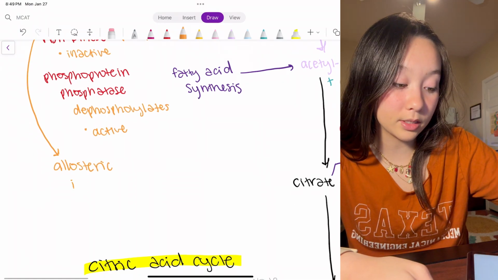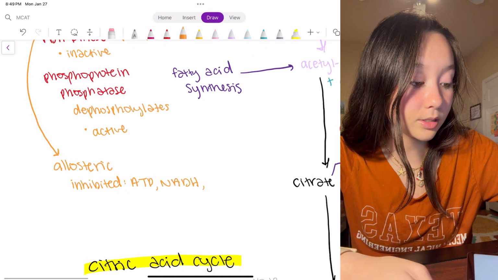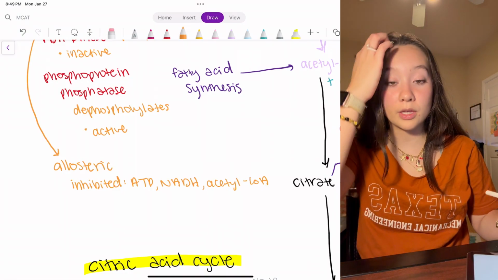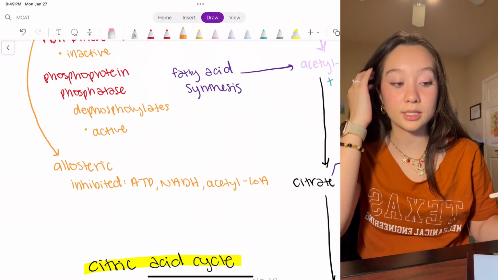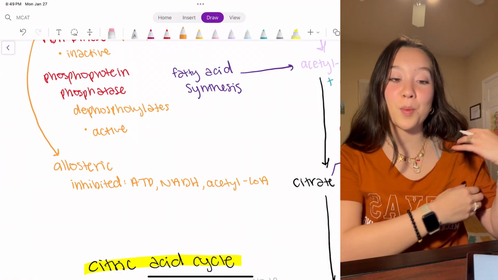It's inhibited by ATP, NADH, and acetyl-CoA. And this makes sense because these are all products of either the transition step or the citric acid cycle. So if there's a lot of the products, we're not going to want to activate the enzymes to create more of those products.